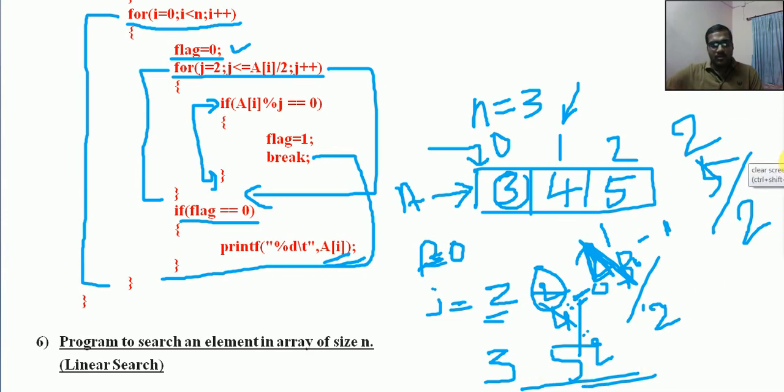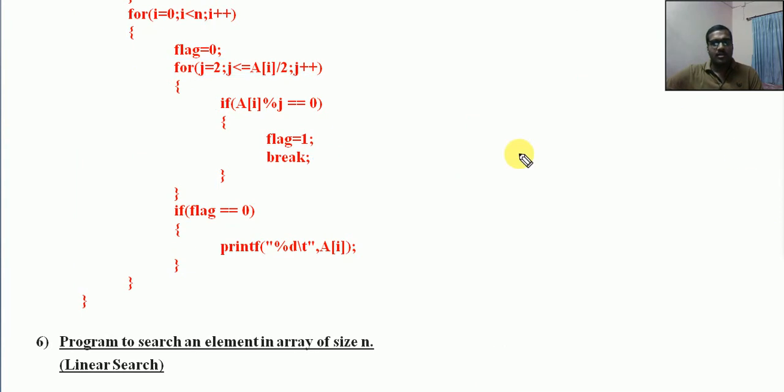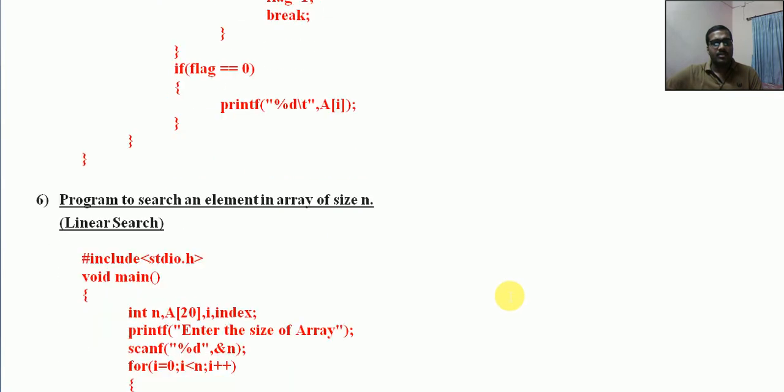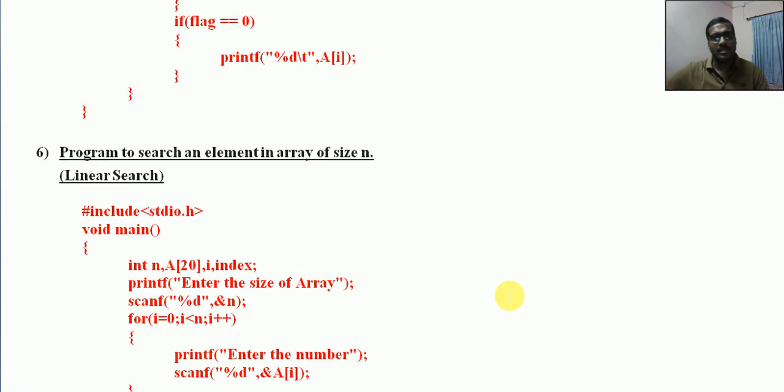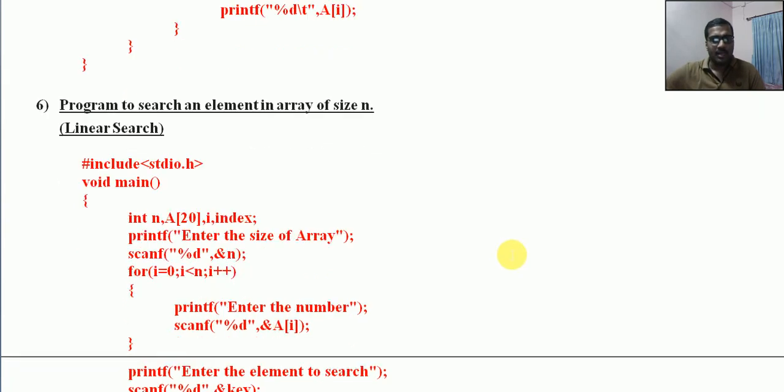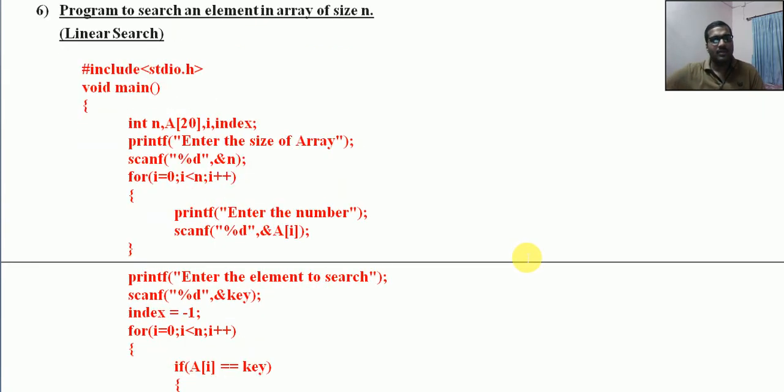Now we will see another program that is called linear search. Linear search, searching for an element present in an array. Suppose if you are having an array and I am searching for a particular number, whether that number is present in the array.